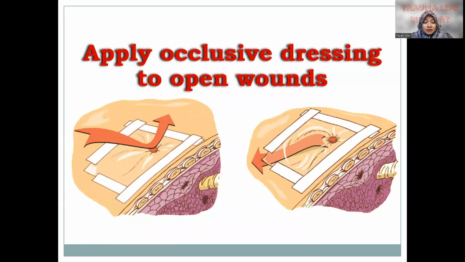All right. So this is an example of how to do an occlusive dressing, where you close your dressing over 3 areas. So the air cannot go in, but whatever air is in the pleural space can go out.